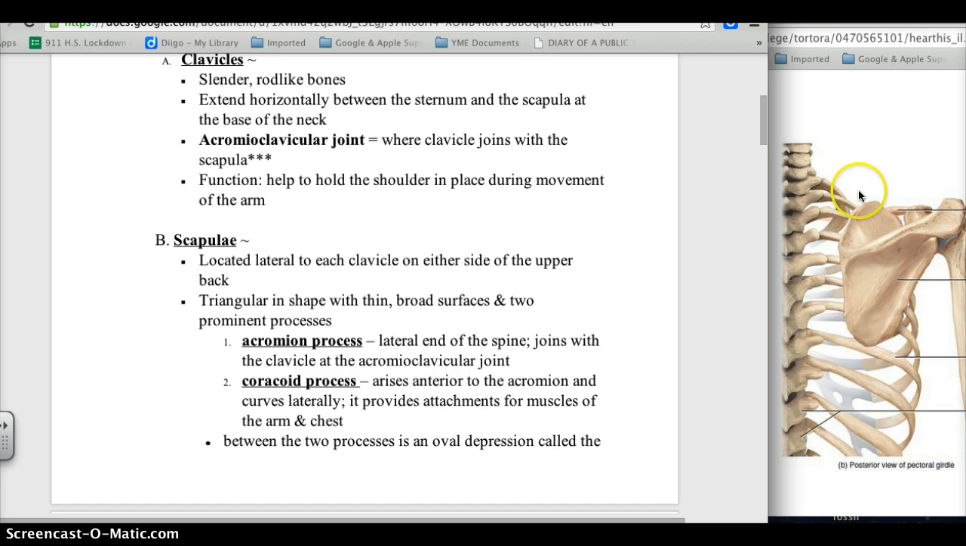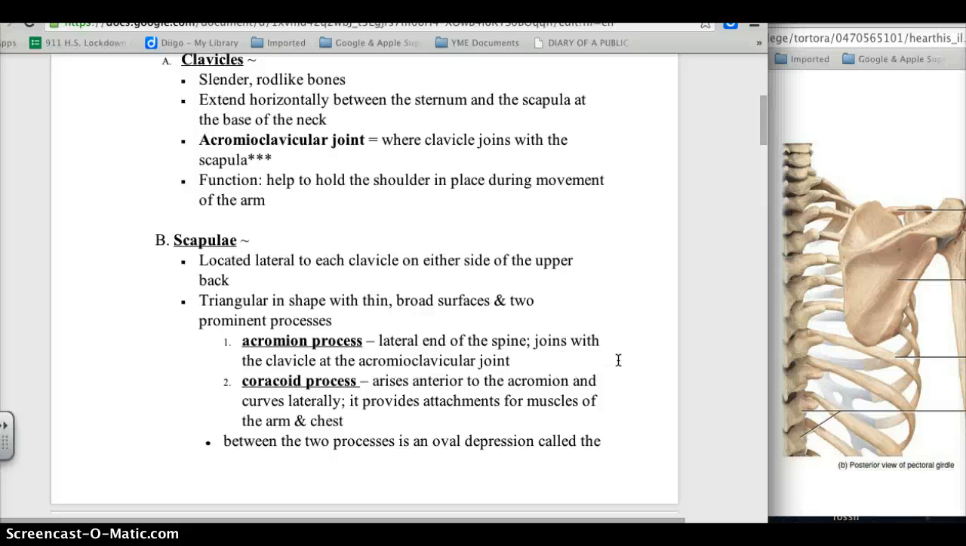Excuse me, cancel that. It's right there. So that's where we're talking when we're talking about these two processes. And again, if you take a look at the description, lateral end of the spine, coracoid process arises anterior to the acromion and curves laterally. So you can see, and we'll have pictures. You should have your textbook open to the different pictures. We know that these start on page 158, talking about the bones of the appendicular skeleton.